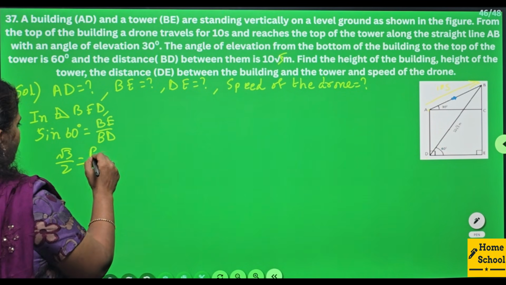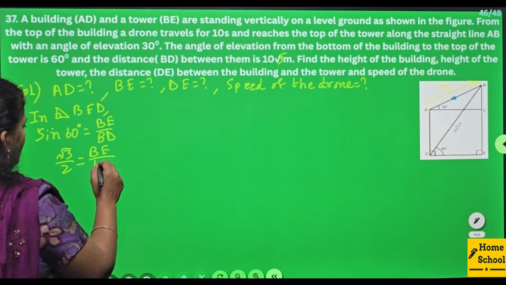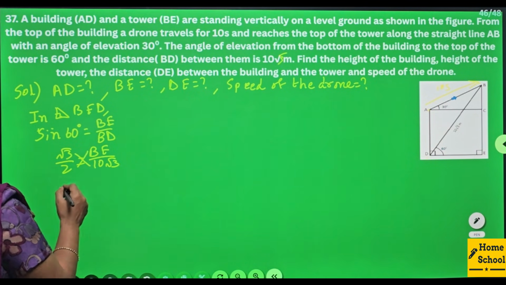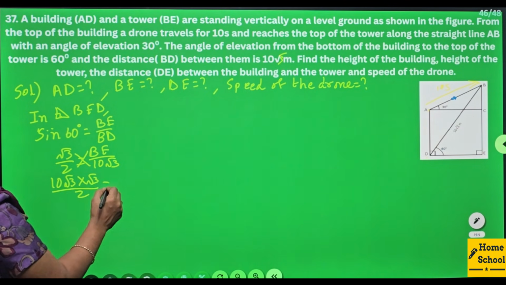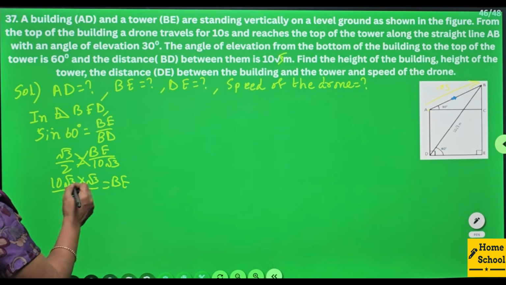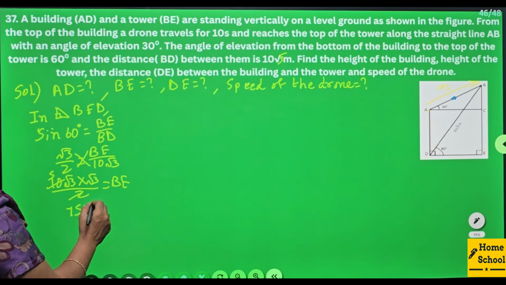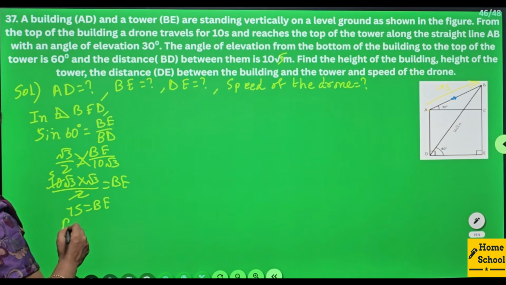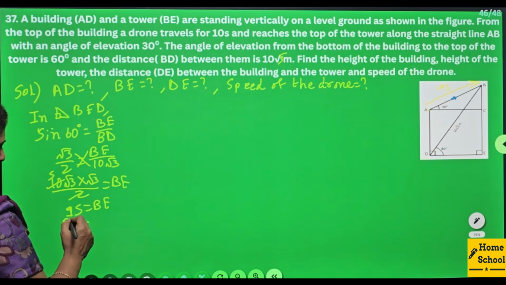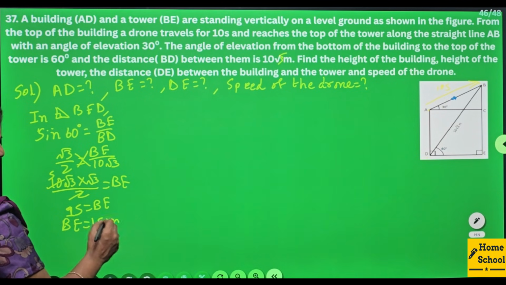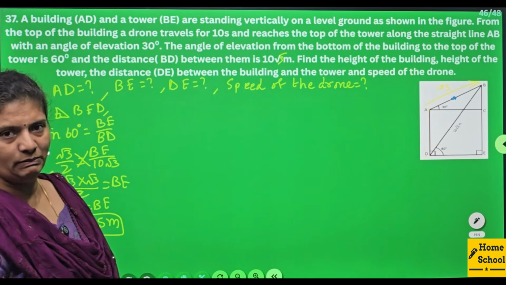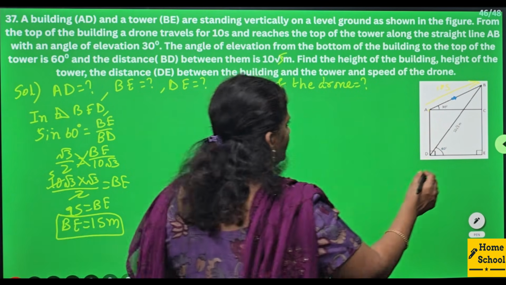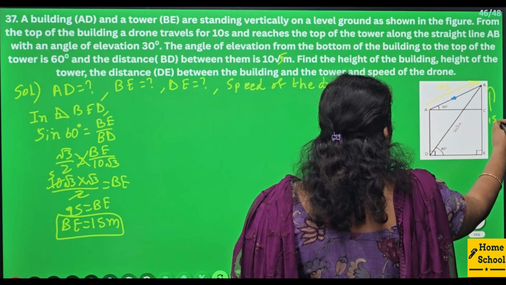BE, we don't know BE. BD value is 10 root 3 meters. Now cross multiply. 10 root 3 into root 3 by 2 is equal to BE. Root 3 into root 3 is 3. 2 fives are 10, 5 into 3, 15. Therefore, BE is equal to 15 meters. First answer, what we got here? BE is equal to 15 meters. Now, I got this complete BE as 15 meters.